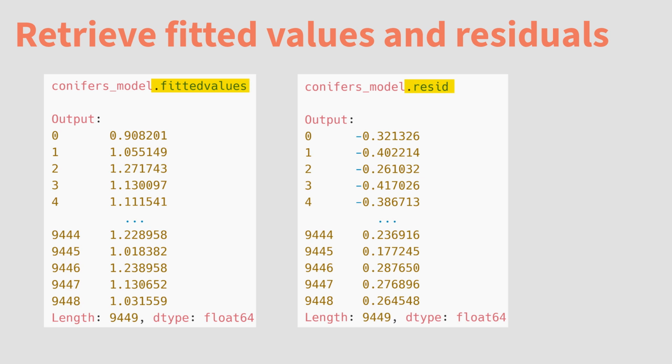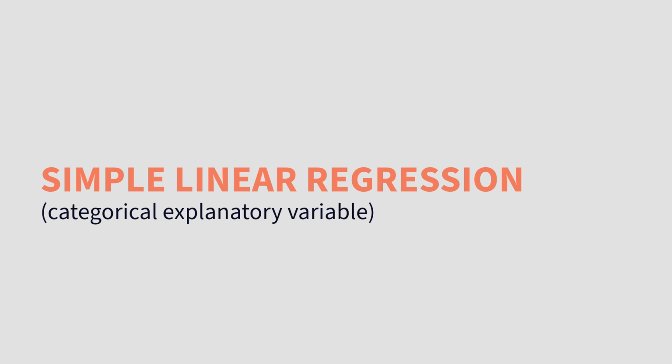The .fitted_values attribute is a shortcut for taking the explanatory variable columns from the dataset and then feeding them into the predict method. The residuals, as I've mentioned before, are the difference between the predicted and the original values of the dataset. In the previous section, we used a numeric explanatory variable, which is the girth of the trees, in our model. In this part, we will look at how to use a categorical value in our model instead.